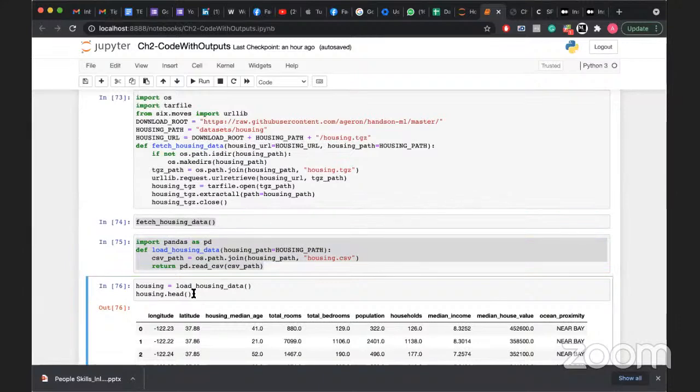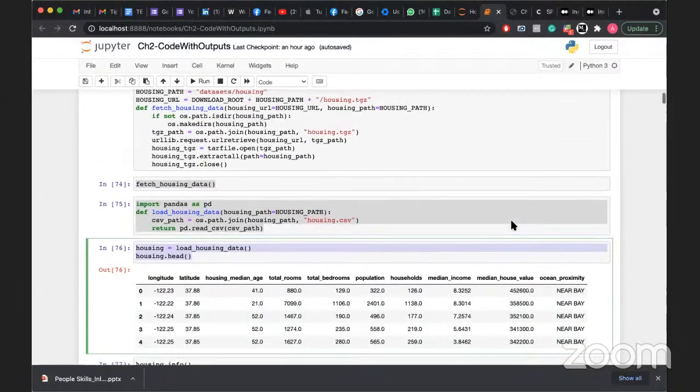Okay, moving on. Now that we have the data in pandas, we'll run these two commands. housing equal to load_housing_data, housing.head. Head will basically give you the first few elements. How many of you can see this output? Once you execute this, please let me know if you can see the output. Come on, guys.